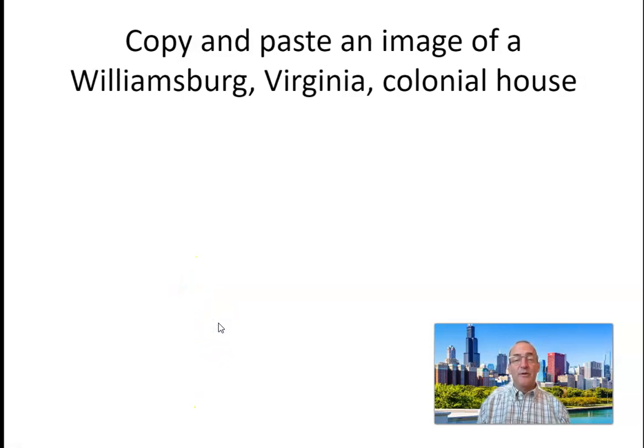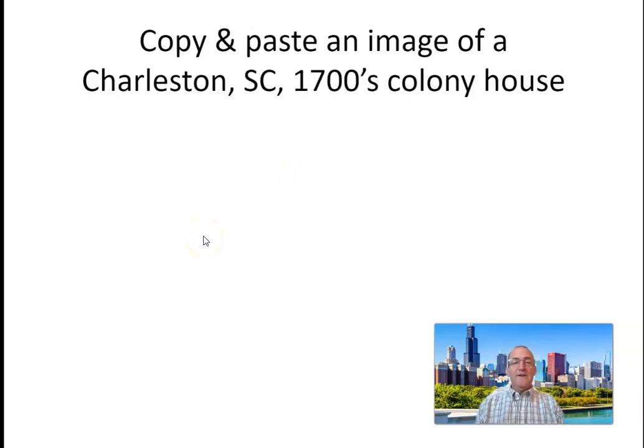Also, then, Williamsburg, Virginia comes a little bit later on, and there's a big organization that has recreated what Williamsburg might have looked like. You might see that a Jamestown colony house and a Williamsburg house look very different from each other. Could you find a house from Charleston, South Carolina in the 1700s? Again, because it's in a different geographic region than the North, it looks very different.